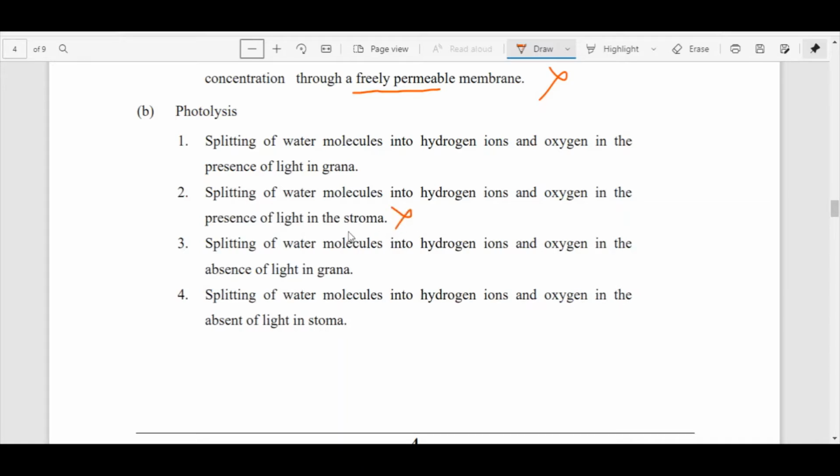This can't be correct because light phase जो होता है that doesn't take place in stroma, तो ये तो ऐसे ही out हो गया. Third one, splitting of water molecules into hydrogen ions and oxygen in the absence of light in grana. Again, in absence of light, photolysis cannot take place. It requires sunlight, isn't it? Fourth one, splitting of water molecules into hydrogen ions and oxygen in the absence of light in stroma. So this is also wrong, children. It is not possible in absence of light and in stroma. That is what, singular of stomata. This is also wrong. So the right option here is option number 1.